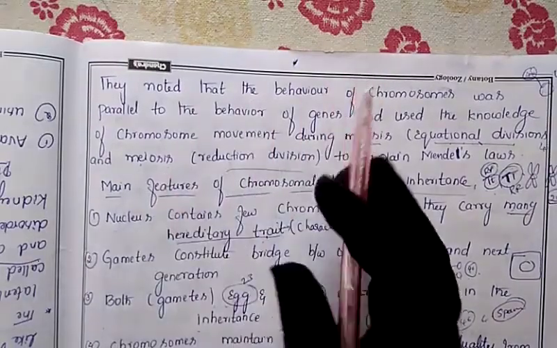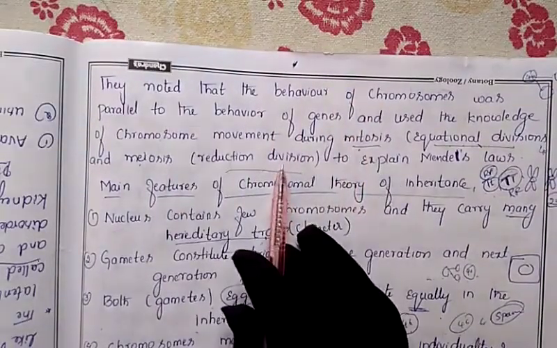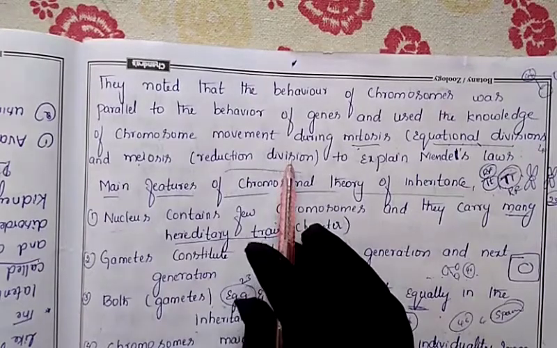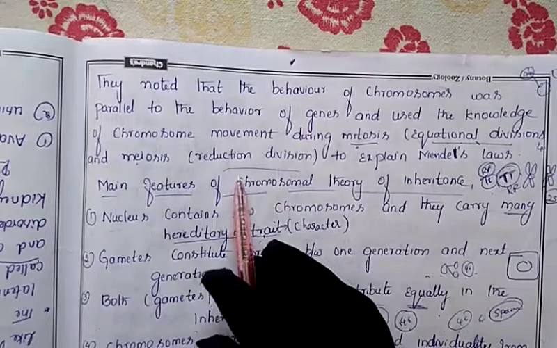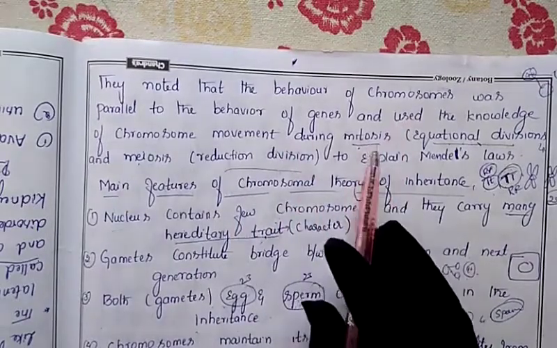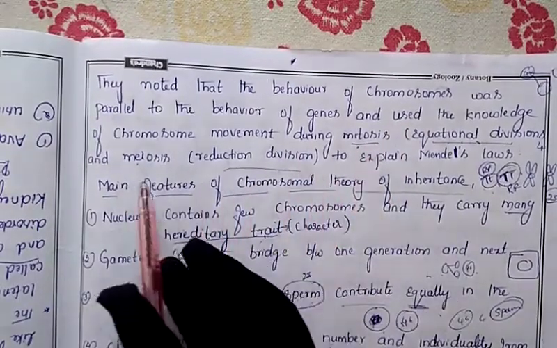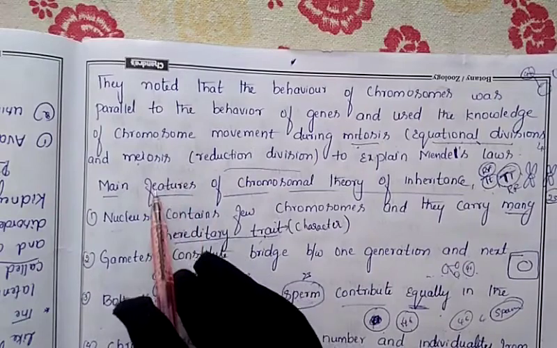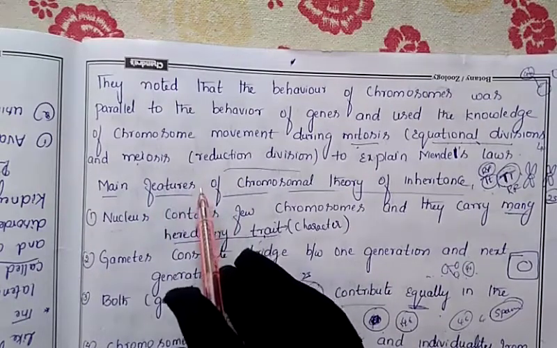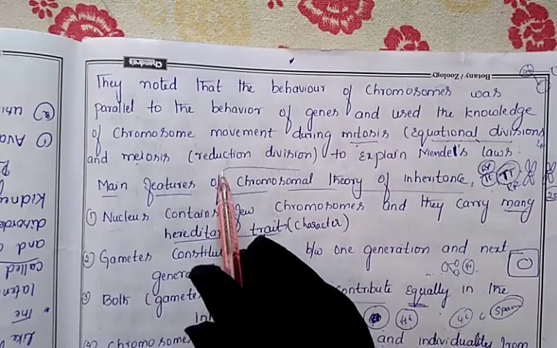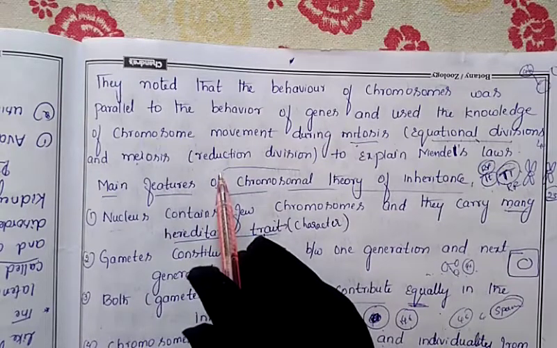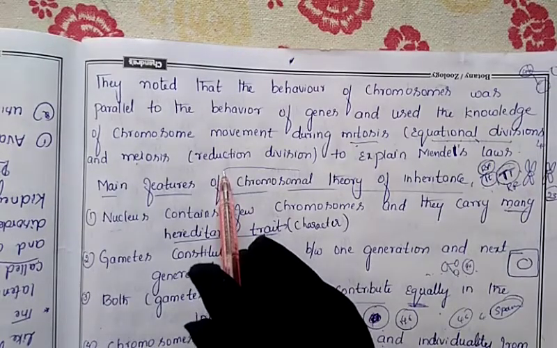Reductional means half of the chromosome set will be reduced in the offspring. So meiosis is nothing but reductional cell division, because half the set of chromosomes gets reduced. If there are 46 chromosomes, they will be reduced to 23. Due to this meiosis process, the chromosome number is maintained from one generation to another.